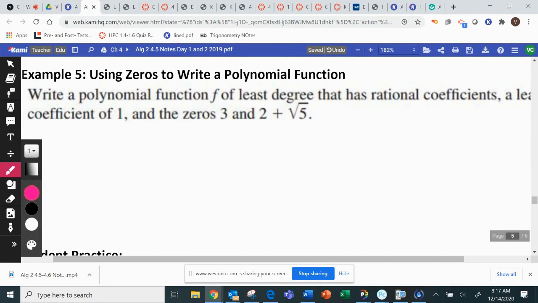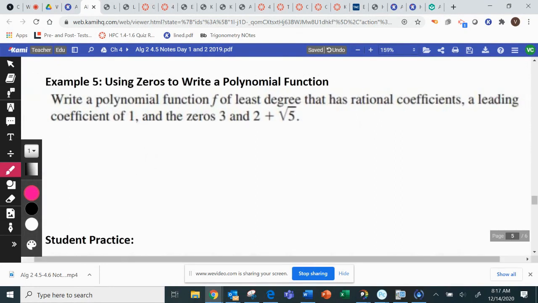Okay, so we are going to write a polynomial of least degree that has rational coefficients, a leading coefficient of 1, and zeros at 3 and 2 plus square root 5. So that's a lot of vocabulary here. That's just telling me that we're going to write a polynomial that's going to start with a 1. So there will be no other number in front but a 1. Of least degree means that we will not have any extra zeros that we don't know about. And then the zeros at 3 and 2 plus square root 5 are given to us.